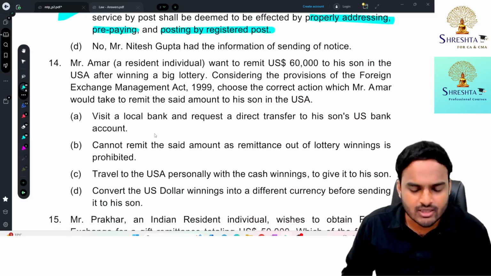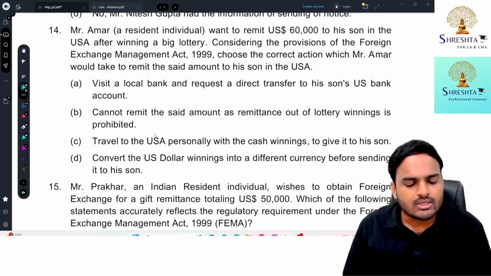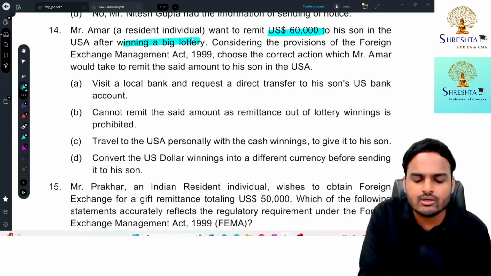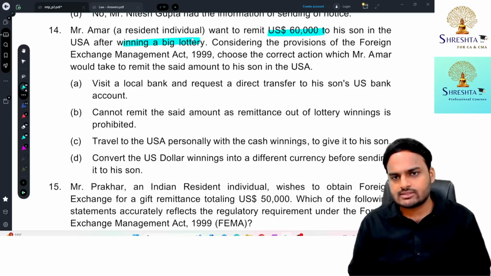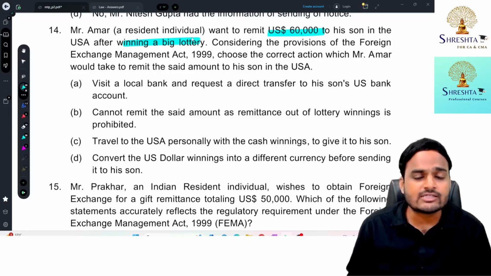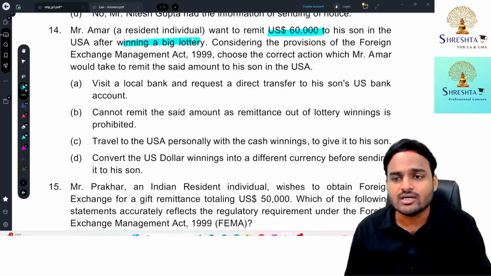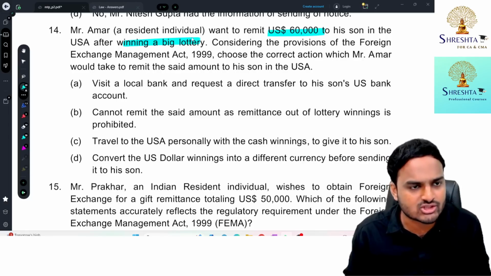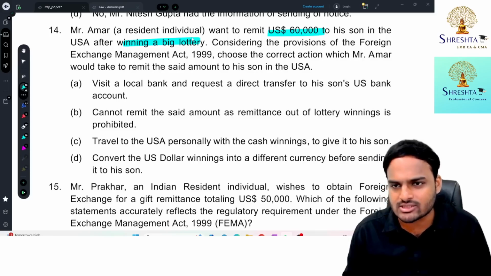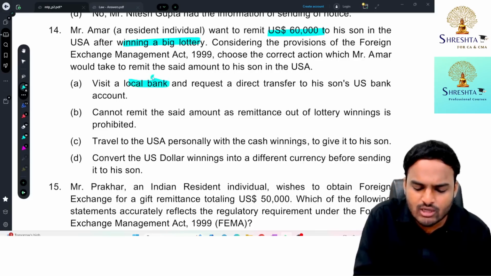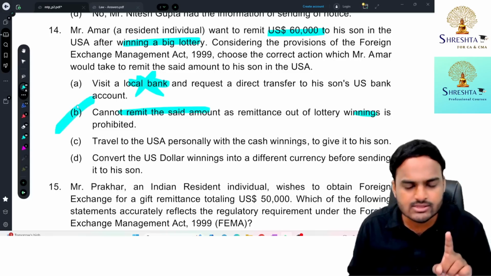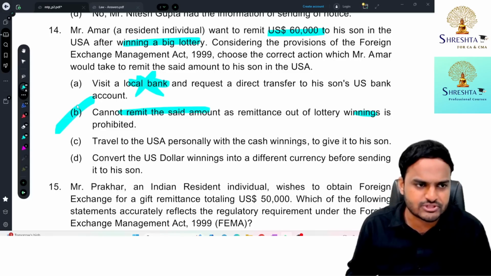Next, MCQs 14 and 15. Mr. Amar, a resident individual, wants to remit 60,000 USD to his son in the USA after winning a big lottery. Remittance out of lottery winnings to outside India is a prohibited current account transaction. You are not permitted to withdraw USD to carry out prohibited current account transactions. Select the correct option. Visit a local bank: wrong. Cannot remit the said amount as remittance out of lottery winnings is prohibited. B is the correct option.